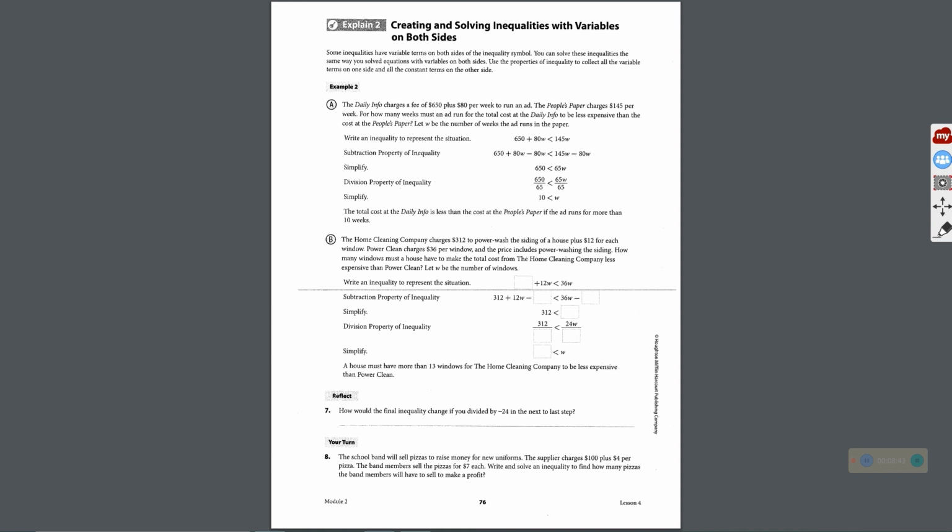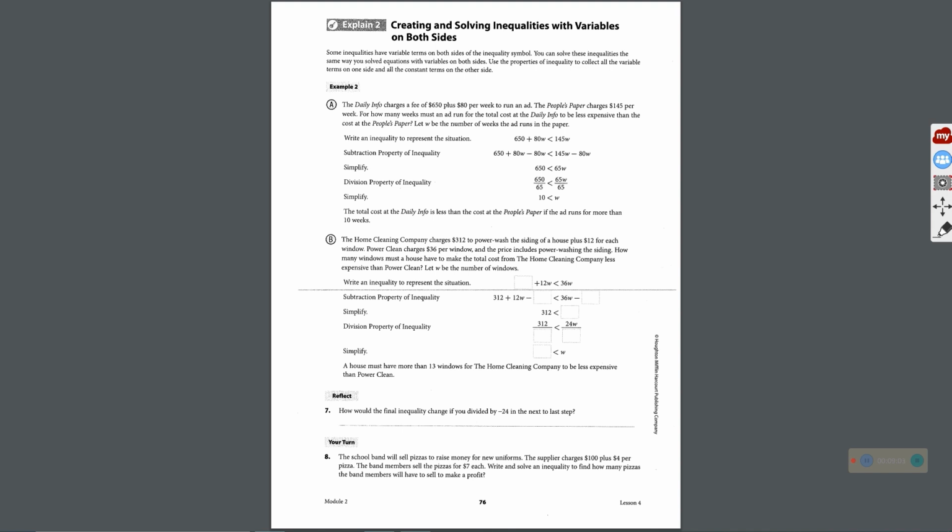Explain number 2, creating and solving inequalities with variables on both sides. Some inequalities have variable terms on both sides of the symbol. We can solve these inequalities the same way that we just solved the rest of them, using those properties where we have to switch the symbol if we divide or multiply with a negative.